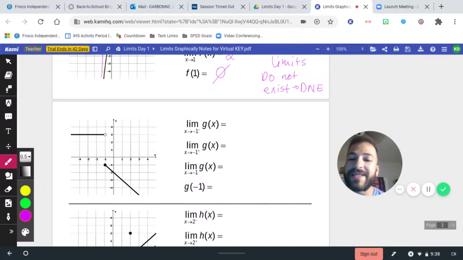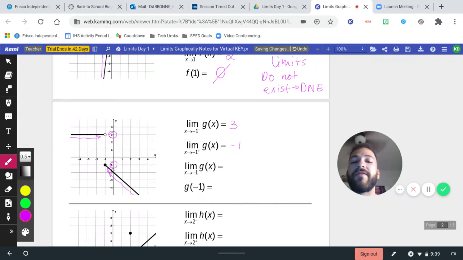So the limit as x approaches -1 from the left, so we're going to follow our function from the left side. What y value does it look like it gets to? It looks like it gets to 3. So our limit from the left would be 3. The limit as x approaches -1 from the right, I'm going to follow my right-sided function. What y value does it look like it gets to? It looks like it gets to -1.